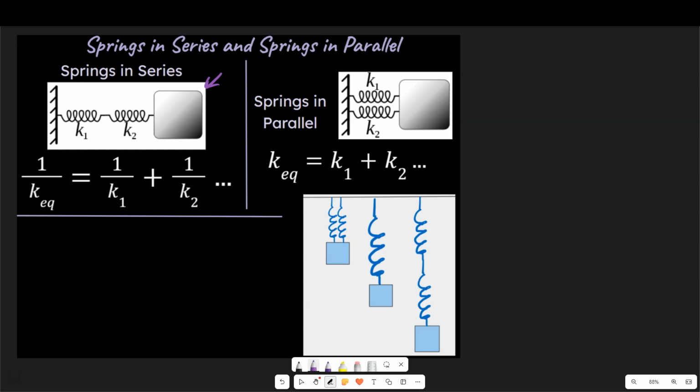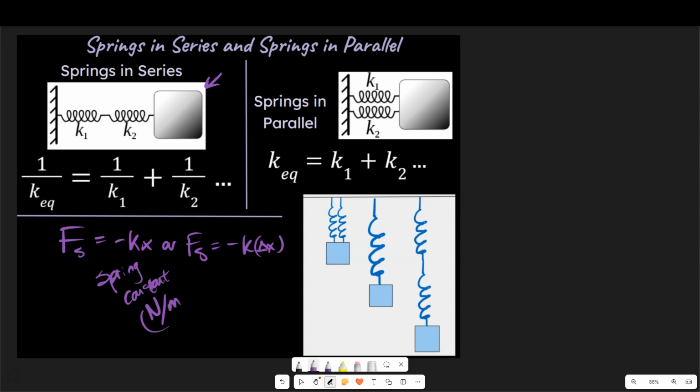Let me back up for a moment and write down Hooke's law. So Hooke's law is equal to minus kx, or minus k delta x, sometimes it's written as. So it just depends. That x represents the displacement from equilibrium position, and the k represents the spring constant. And to understand what the spring constant is, it's useful to think about the units. They're in newtons per meter.